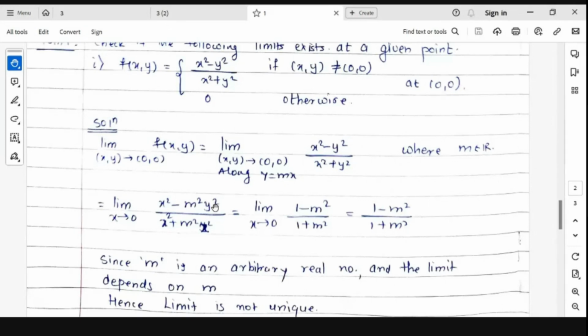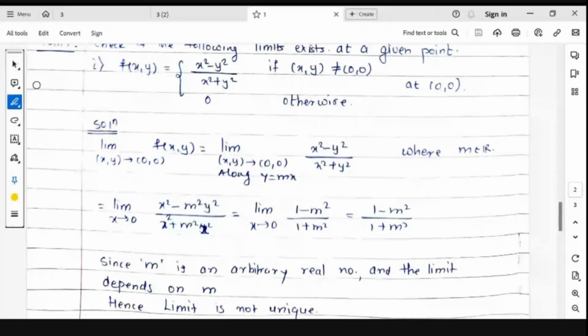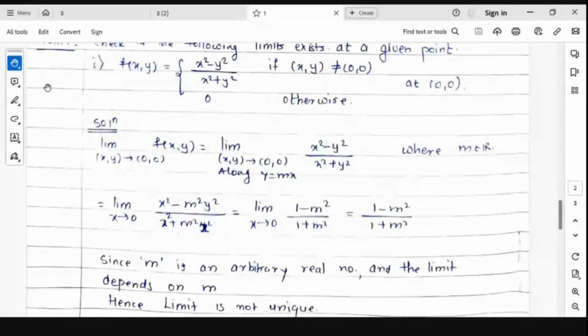There's a mistake over here. It is m squared into x squared. I hope you will consider this. You do not have, I don't know, there is no option of a pen over here. Maybe I'll do that later.